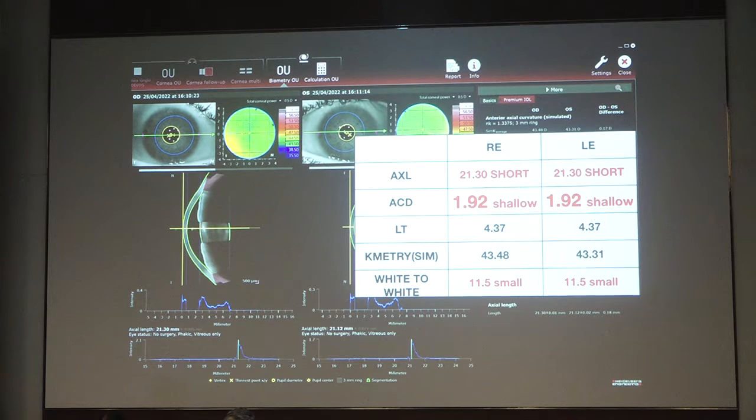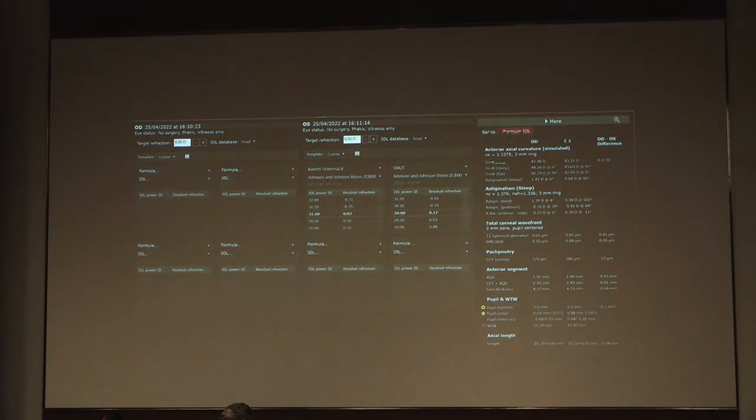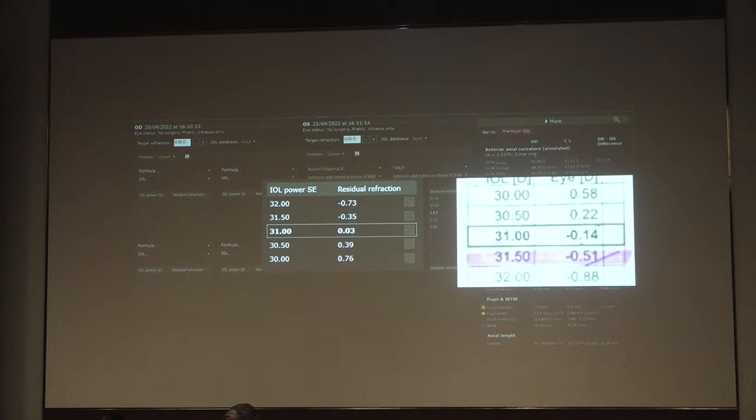In this case, again I did a Hill RBF. At our center, we use the Barrett, the Hill RBF, and sometimes the SRK/T, depending on the axial length. So we do three formula calculations for each eye. Here you can see that the Hill RBF said to use a 31.5 on the Anterion. With the Barrett, I got 31 as 0.03 and 31.5 as minus 0.35. This is what I got on the Anterion.